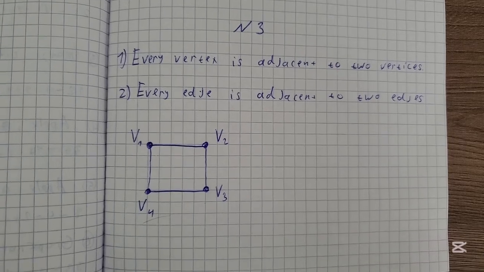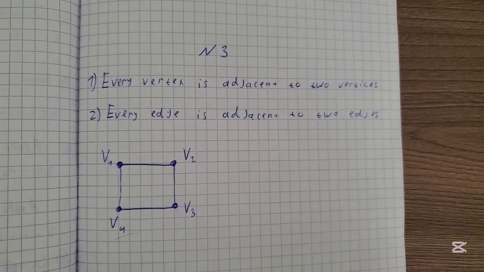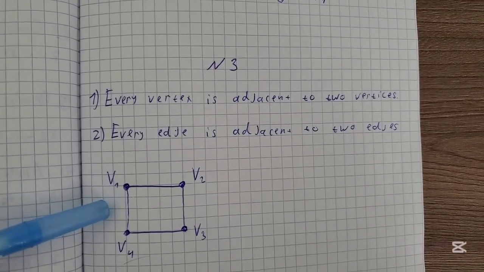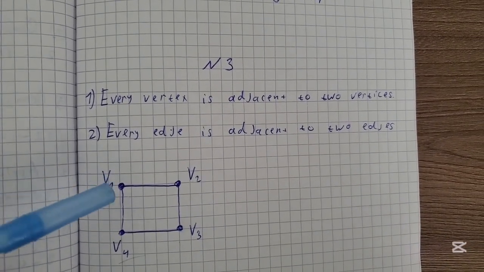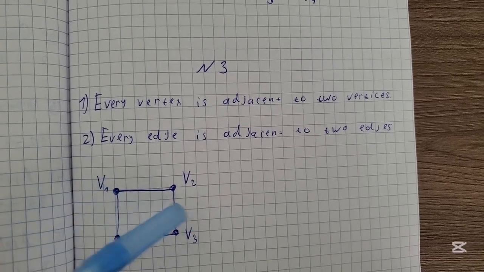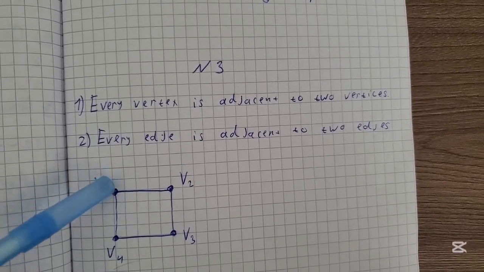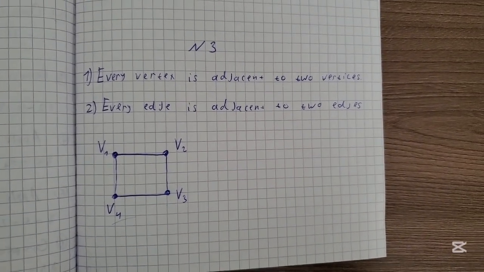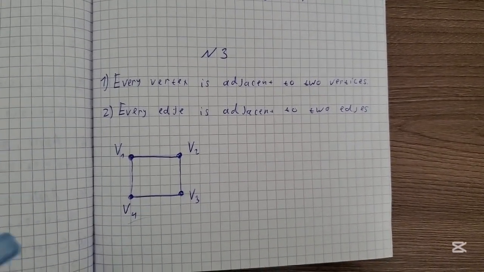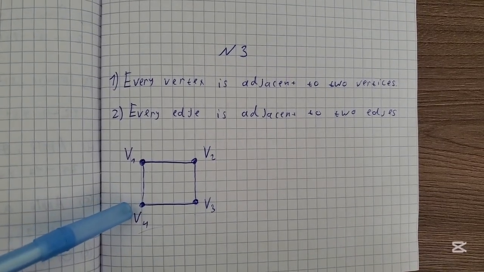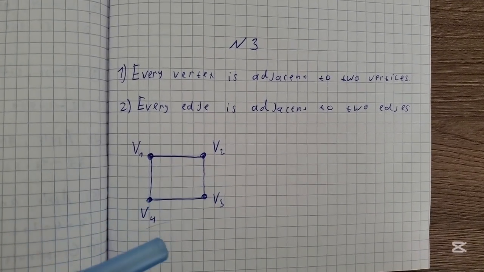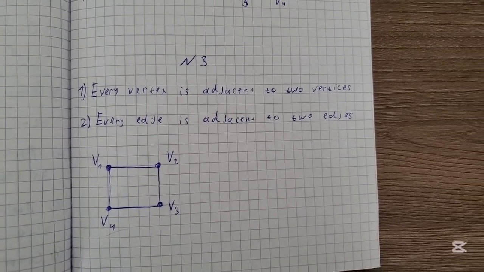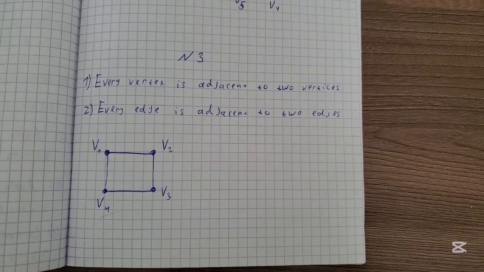So we have to check all the conditions. The first condition, that every vertex has 2 degree. So for example, for the first vertex we can see that it has 2 degree. First it's from V1 to V2, and next we see that it has 2 edges also for V2, V3 and V4. And also for the next condition, that every edge is adjacent, we can see that, for example, this V4 and V3 edge is adjacent to the V1 before and V2 and V3, so we can show that this graph follows all our conditions.